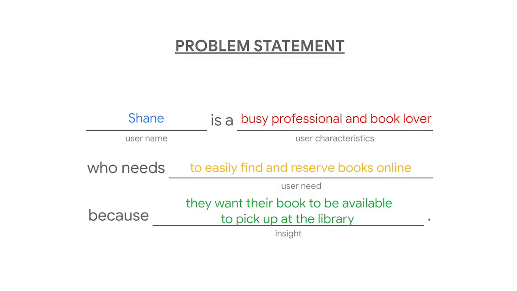Let's think about a problem statement for a library website and our persona, Shane. I use Shane's persona details, pain points, user story, and user journey map to create this problem statement. Shane is a busy professional and book lover who needs to easily find and reserve books online because they want their book to be available to pick up at the library. So what can we learn from a problem statement like this one?